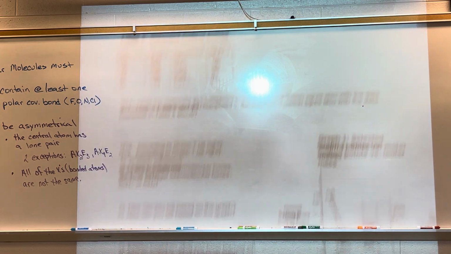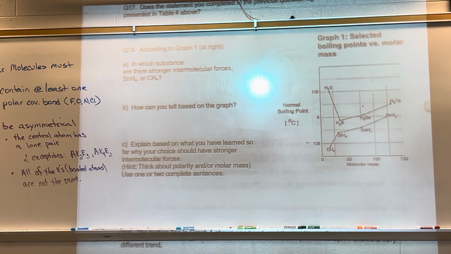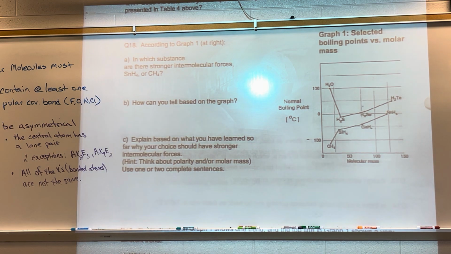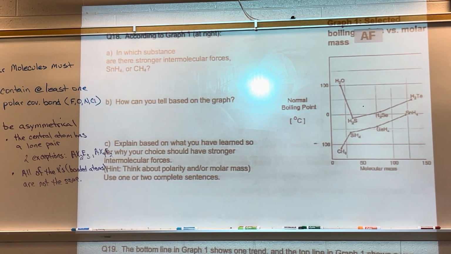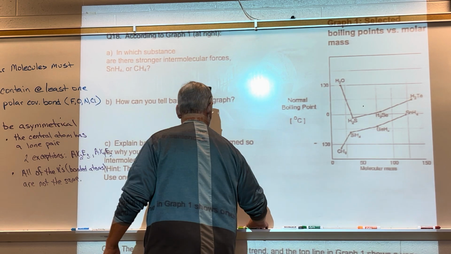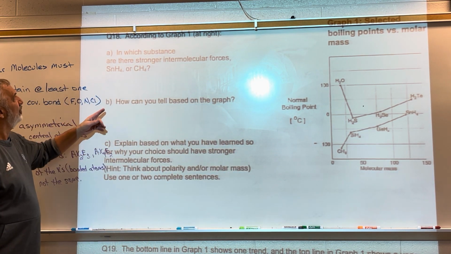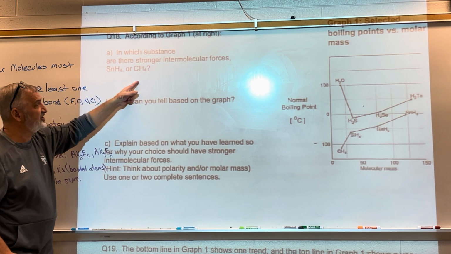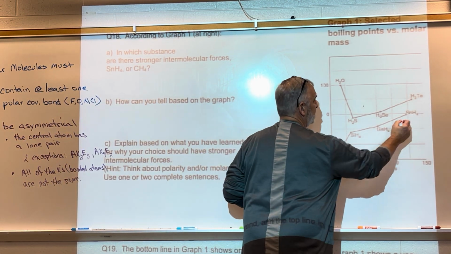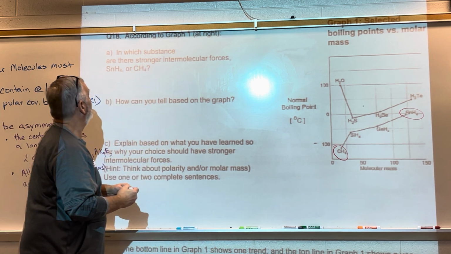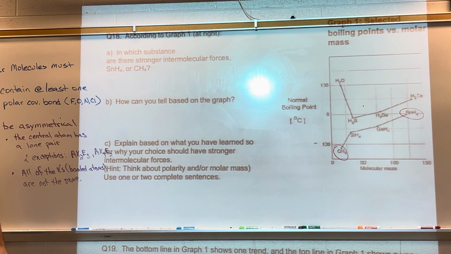Now, let's start here then. According to the graph at the right, I'm going to make the graph a little bit bigger so we can read it. In which substance, SnH4 or CH4, so here's CH4, here's your SnH4, which one has the stronger intermolecular forces? SnH4. And how do you know from the graph? It's got a higher boiling point. Higher boiling point always means stronger intermolecular forces.